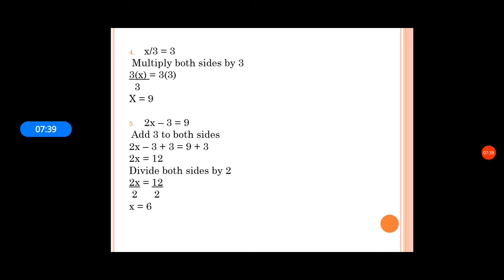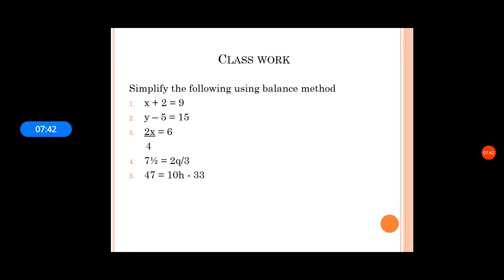As simple as that. Now the next slide contains your classwork, which is expected to be submitted, and the correction will be done as a video and sent to the class.